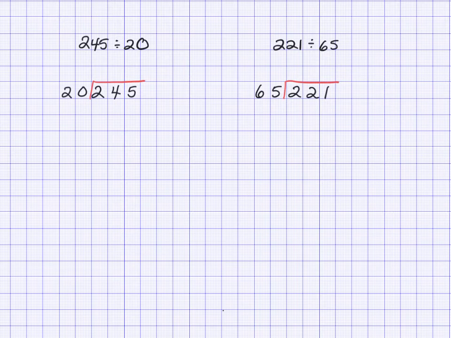Looking up at my first problem on the left, I have 245 divided by 20. I cannot do 2 divided by 20, so I'm going to put a 0, but I can do 24 divided by 20. That will happen one time. 1 times 20 is 20. 24 minus 20 is 4. I'm ready to bring down my 5, making it 45 divided by 20. And that happens 2 times. 20 will go into 45 2 times. So 2 times 20 is 40. And when I do my subtraction, I end up with a 5.